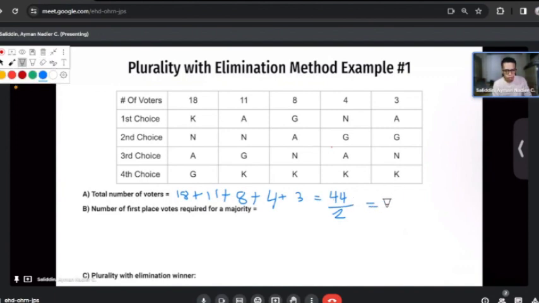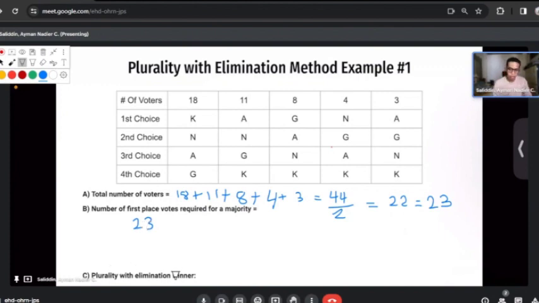Which will have 22. And this whole number is the 50%, so we're going to round it up to 23. So 23 is the number that we're looking at for majority win. The number of first place votes required for majority is 23.